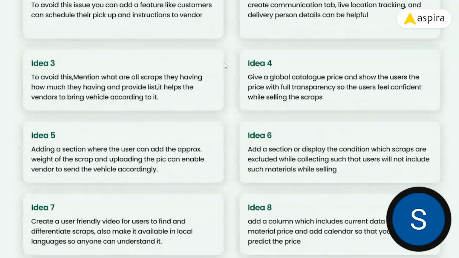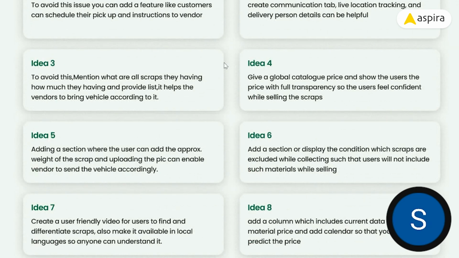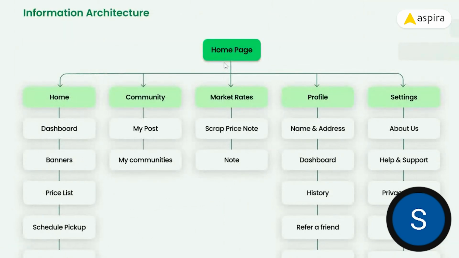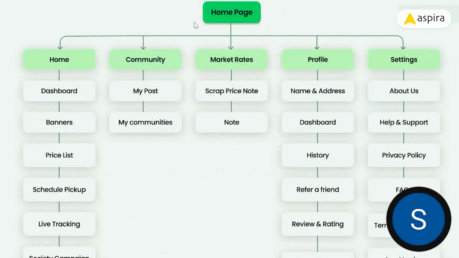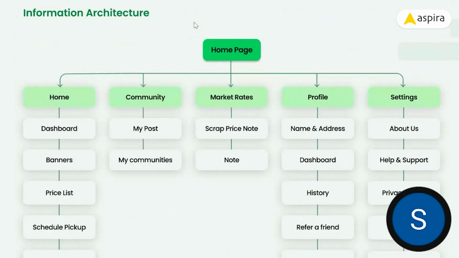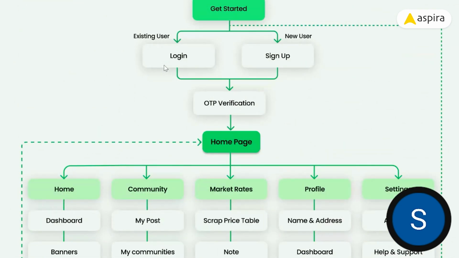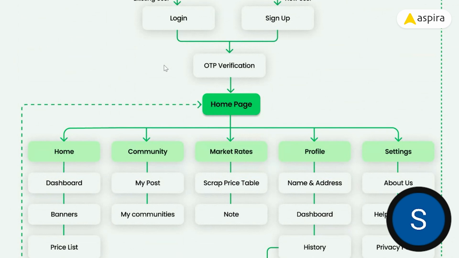And these are the common ideas which I got from the teammates. With these ideas, I have generated the information architecture, which is basically the basic options that can be given in my app. And with this information architecture, I have framed my user flow. This is a basic user flow of my app.